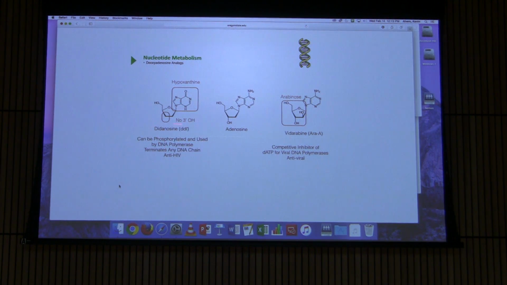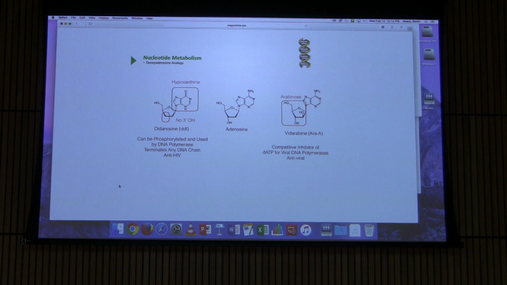First of all, when we look at these derivatives, here's adenosine, a normal thing that a cell might have inside of it. Here's a couple of molecules. I'm not going to ask you to know the names of these, so don't worry about the names or the structures. But the structures have some interesting features. Look at this one here. It has no 3' hydroxyl. The one on the left has no hydroxyl.